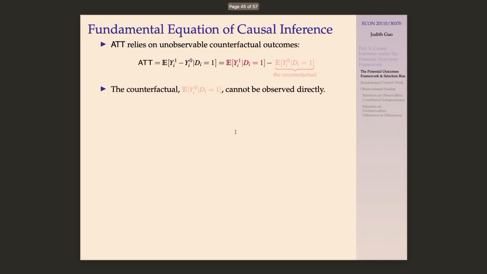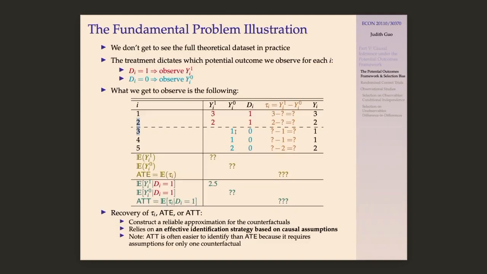And remember, the ATT is easier to identify because it only involves one dimension of the missing data, whereas for the ATE, the average treatment effect in the population, we can't compute either the mean outcome for everyone that is treated or the mean outcome for everyone that is not treated, because both columns involve missing data when we need to compute the ATE. So it's much harder to identify the average treatment effect in the population than that for the treated subgroup, okay?